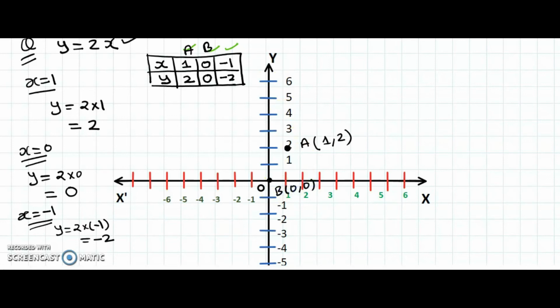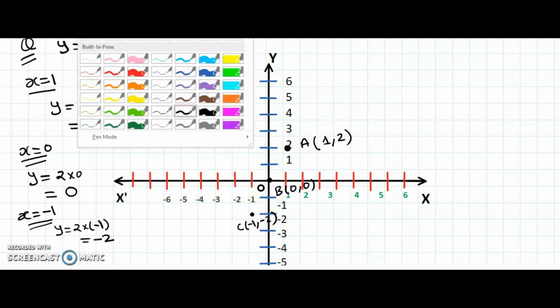Now let us mark the third and the last point in which x is -1. So y we are getting is how much? y is -2. So x is -1 here and y is -2 here. Let us mark it properly like here. You will get, and let us name that point C, and here I am getting the point C as -1, -2. So now you can see we have obtained the 3 points.